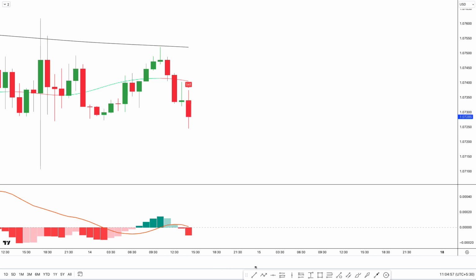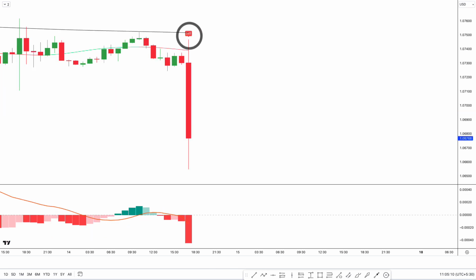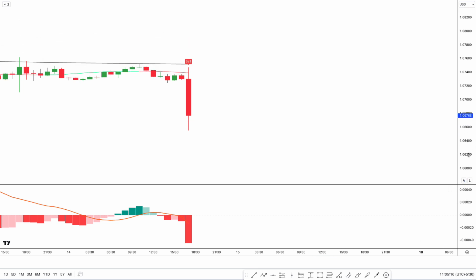Then after we have the pullback, we need a sell signal to be printed by the Chandelier Exit indicator. That sell signal should come either during the pullback or after the pullback. During the pullback means that this line is still colored green, and after the pullback means that this line changed color to red. As long as it's the very next sell signal, we're okay to enter the trade. Any other sell signals that come after the first one will be ignored.